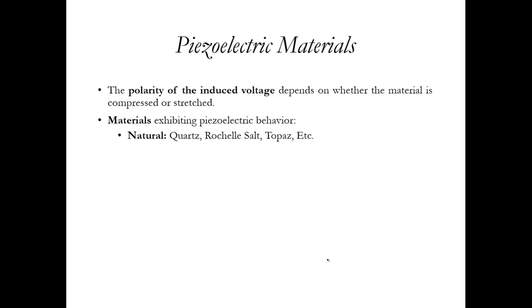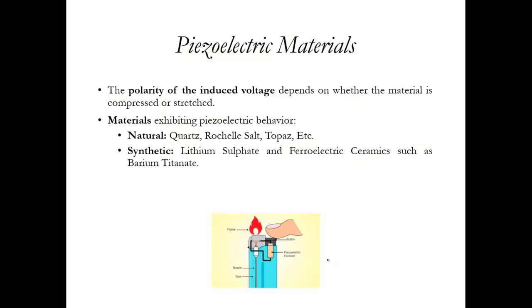Now, some are naturally occurring, such as quartz, Rochelle salt, topaz, etc. And we have synthetic piezoelectric materials that we can make in the labs, such as lithium sulfate and ferroelectric ceramics such as barium titanate. So we can make, or reorient them, such that the materials will have certain definite properties that we desire.